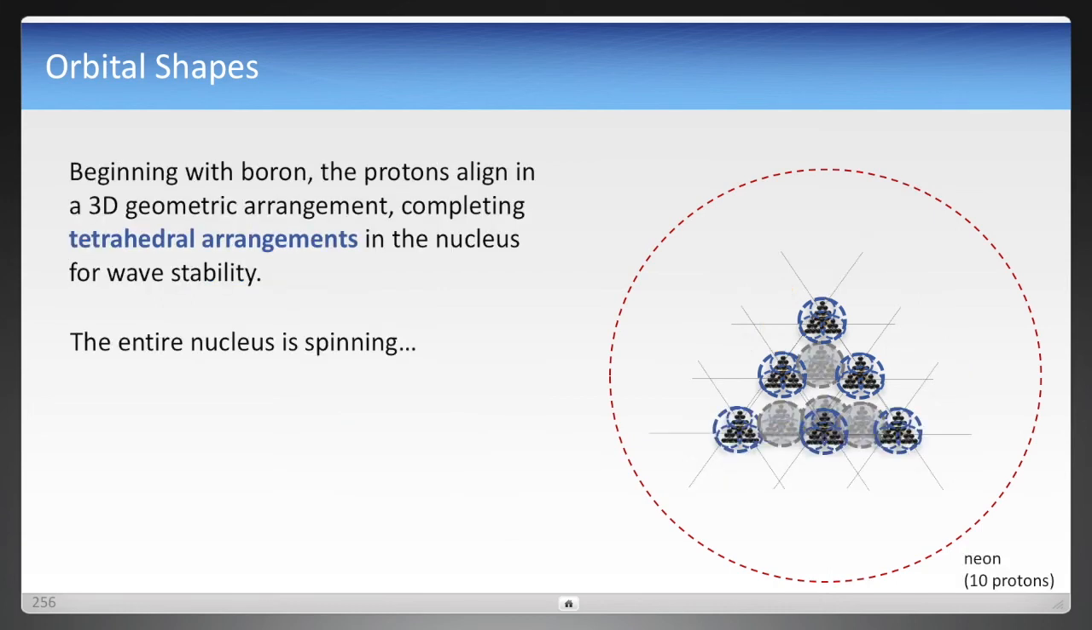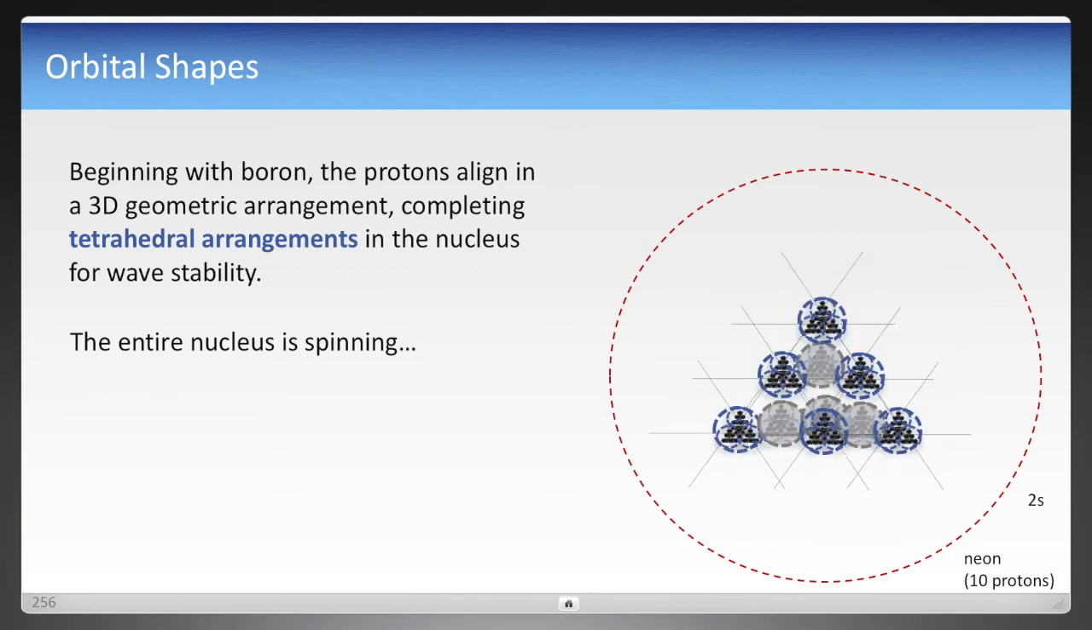But beginning with boron, and boron has 5 protons, and I've modeled this up to neon, which is 10 protons. Protons now align in a 3D geometric shape. Not surprisingly, again, another tetrahedral arrangement appears. Why? Because it's for wave stability. And the entire nucleus is spinning.